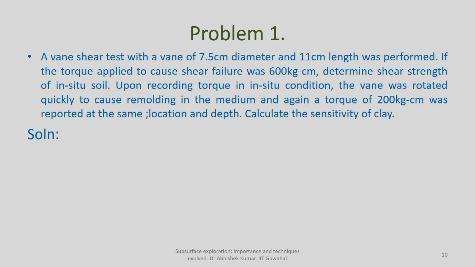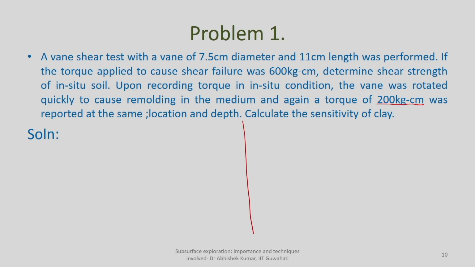Second thing, upon recording torque in situ condition, the vane was again rotated quickly to cause remolding. So you started rotating it very quickly, it will cause disturbance in the soil sample. Whatever will be left there will be called remolded soil sample. And again the torque was measured, so it was 200 kg centimeter. You can understand, because initially you are doing it in natural condition, then you rotated very quickly. So two things it gives you: because it is now remolded, shear strength will be lower, and second, the effect of rotation. If you rotate it quickly, you will end up underestimating the shear strength, I mean the material property will change.